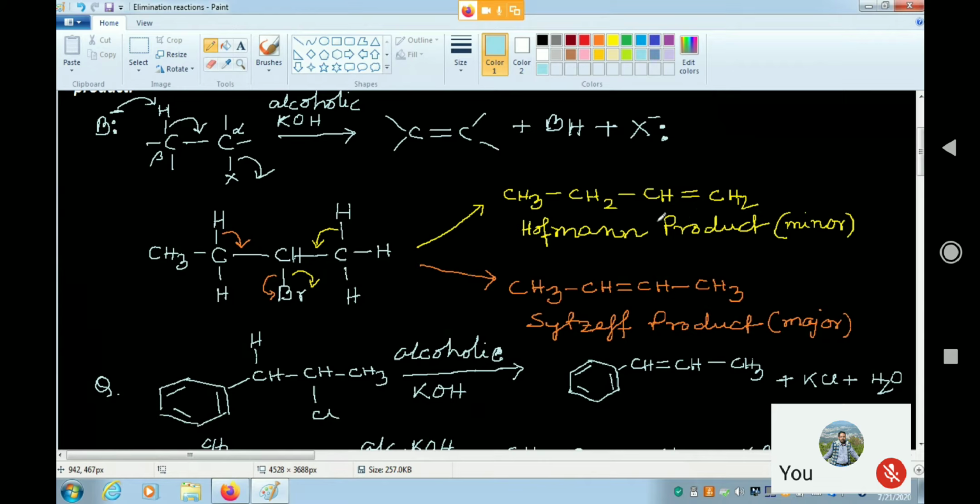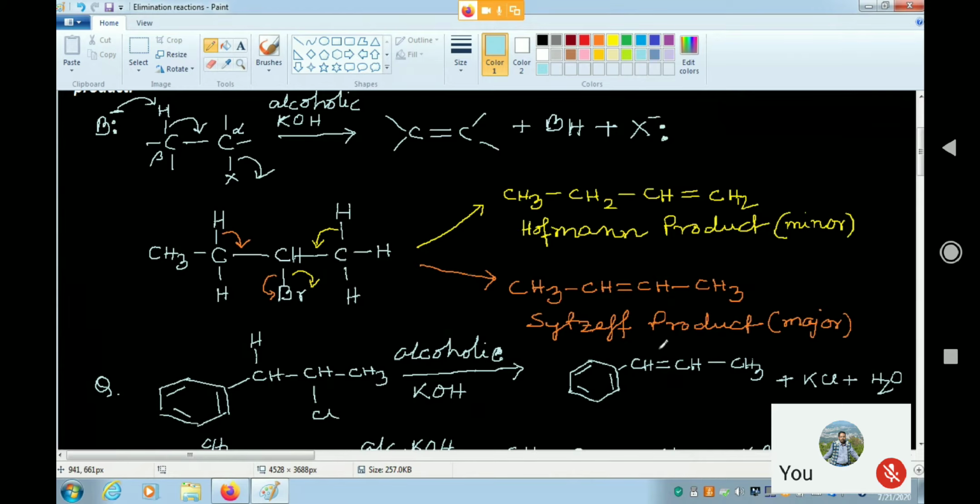This less substituted alkene is less stable because it is having only two hyperconjugable hydrogen atoms, whereas this molecule is having 6 hyperconjugable hydrogen atoms. That means the Saytzeff products are usually more stable alkenes, and hence it will be the major product and the Hofmann product will be the minor product.